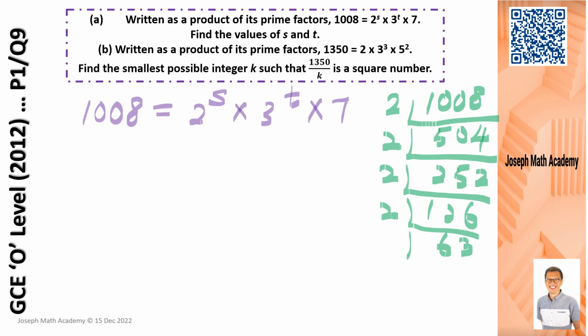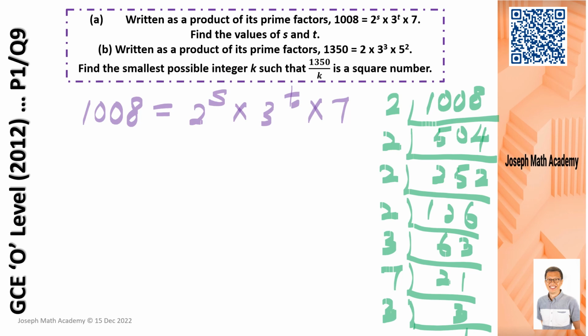63. Can't use 2 anymore. We have to move on to a 3. We get 21. Okay, 21 cannot be divided by 2, cannot be divided by 3. The next prime number is a 5, so 21 definitely cannot be divided by 5. So we have to move on to a 7. So 7 gives us a final 3. Oh, there's another 3 there. Okay, so we can still divide by 3 and we end with a 1.